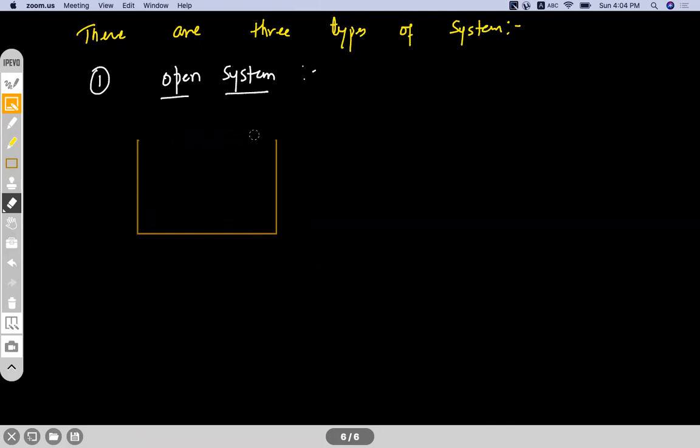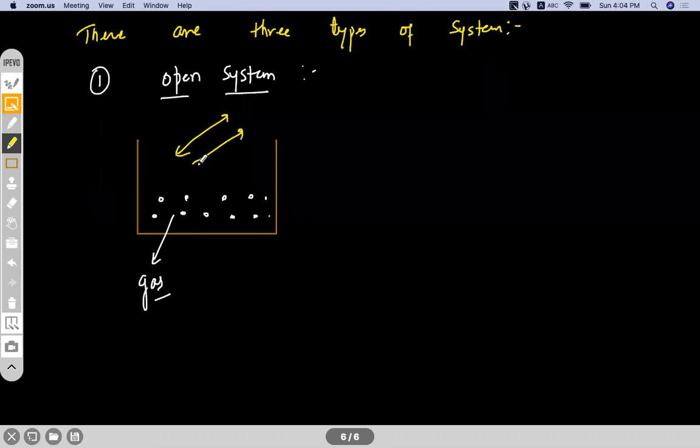See, we are discussing this with respect to gases only, but we can apply this for anything, solid, liquid, anything. But we'll take one reference just to understand things. So mostly we are considering gases here. So this gas is the system, right? Since the vessel is open, then what happens? The gas can flow in and out, right? This exchange is possible. It can go out and come in, right? So this is the open system.